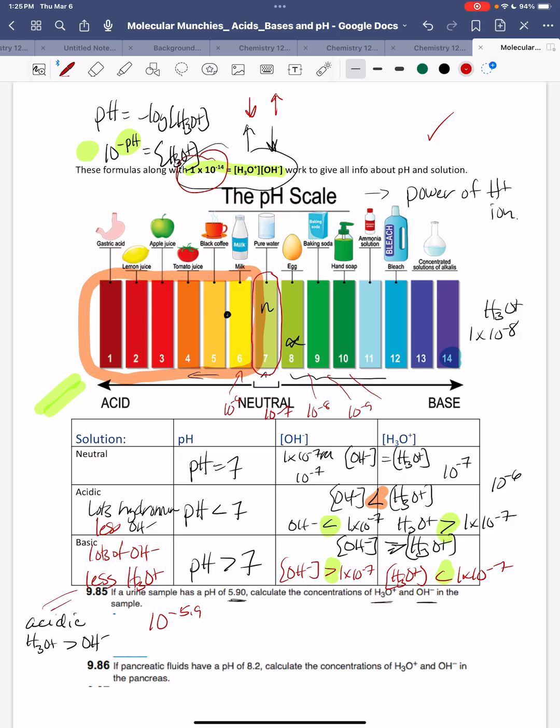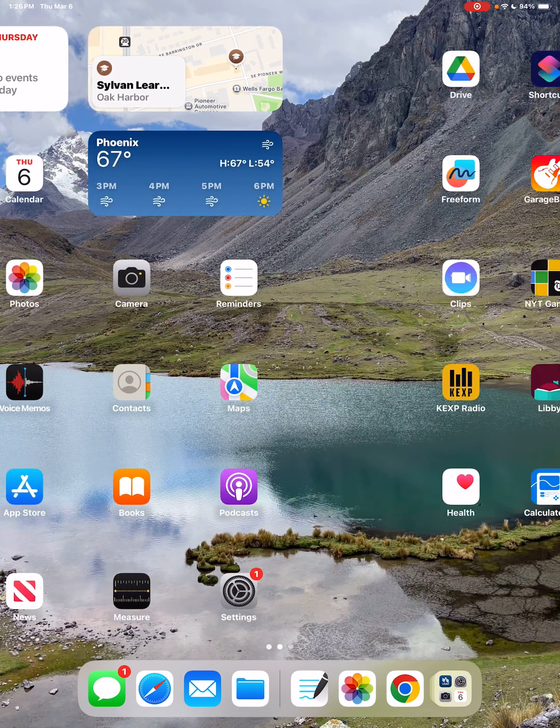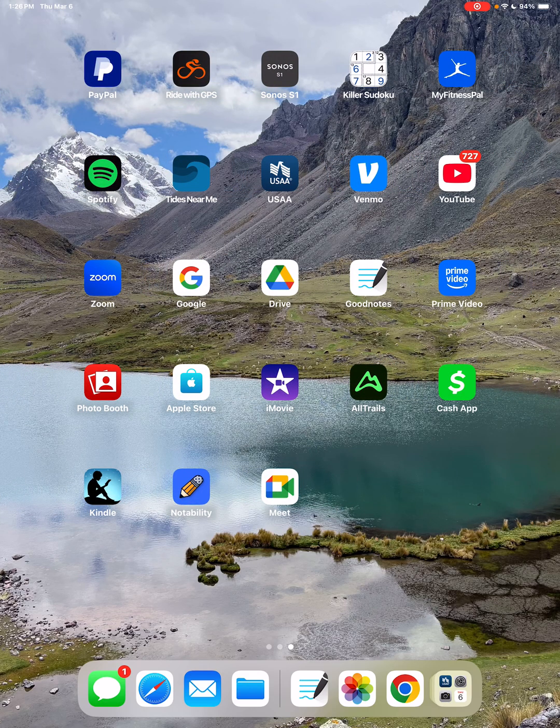10 raised to the negative 5.9. Let's try it on here. Where's my calculator? Math.